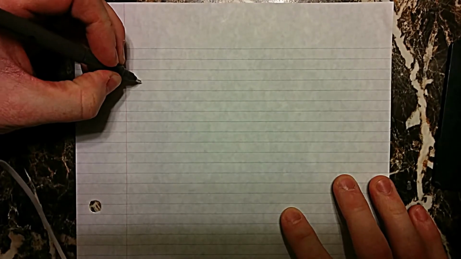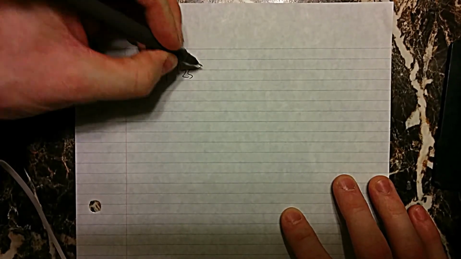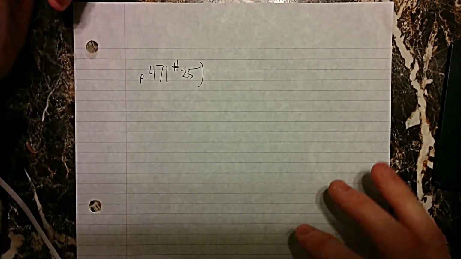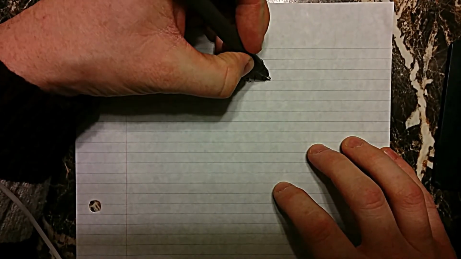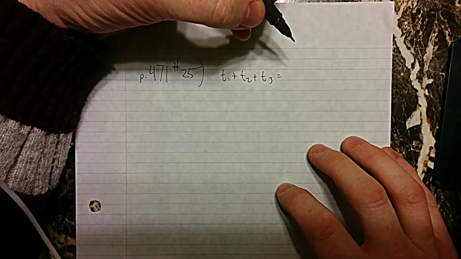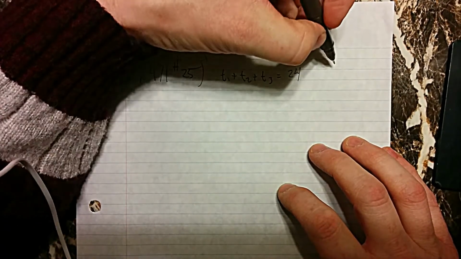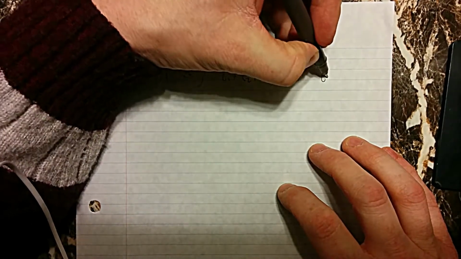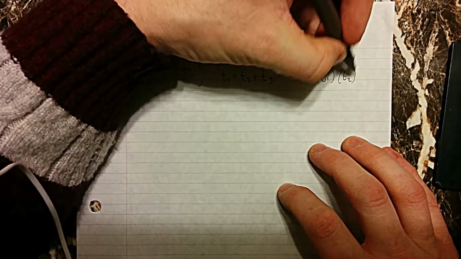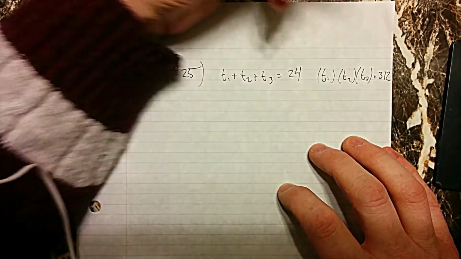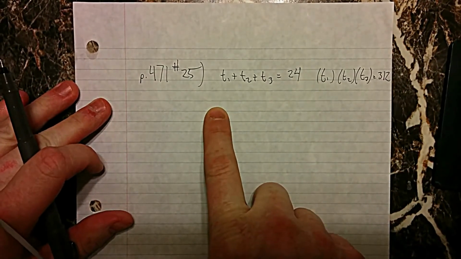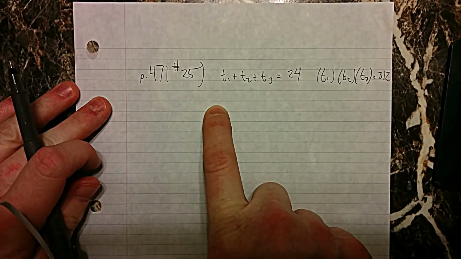Okay, this is going to be page 471, number 25. And it says that the sum of the first three terms of an arithmetic sequence is 24, and the product of those three terms is 312. That's the end of my page. What is the fourth term of the sequence?